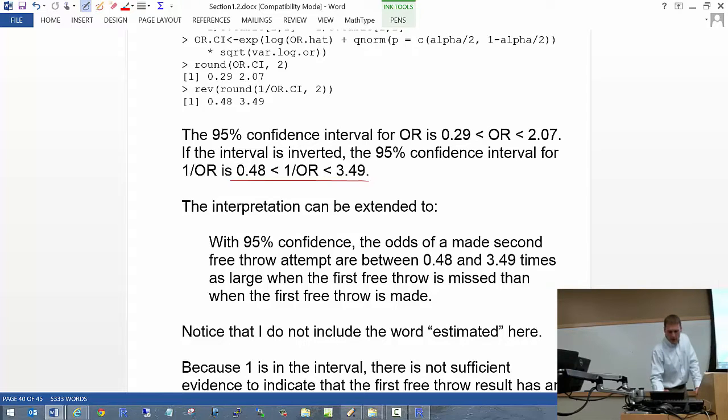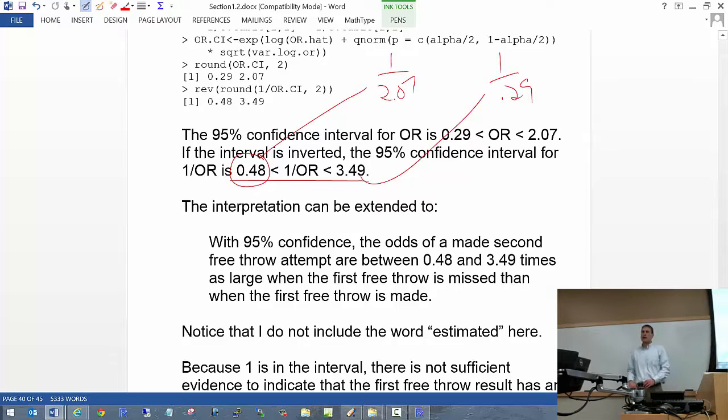So this 0.48 here, how did I calculate that? I took what? 1 over what? 2.07, yep. And this was 1 over 0.29. Okay? Sometimes you get confused that, when you're taking 1 over that smaller number, you forget that now it becomes the upper bound, essentially. Okay, so what's the interpretation?